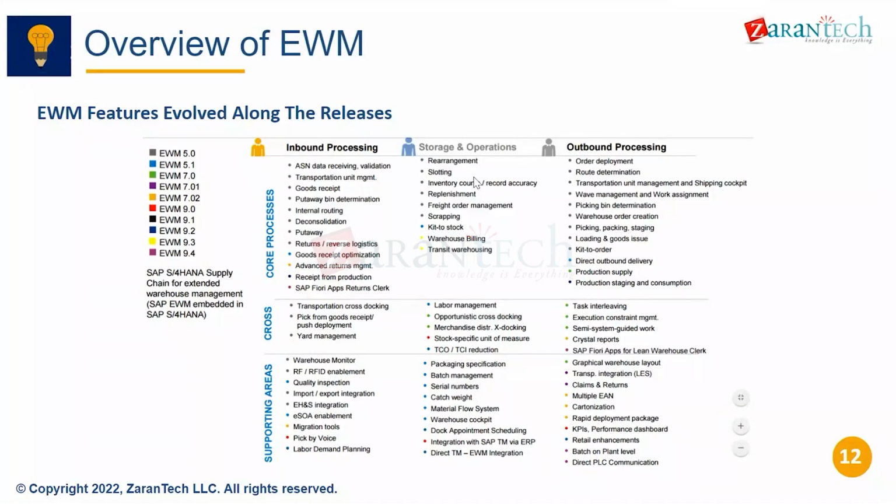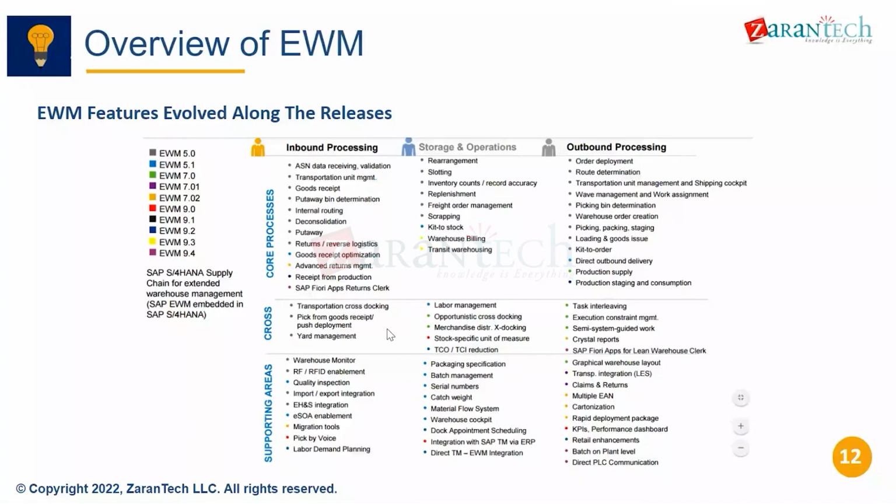So Rohit, when you say core process, cross, and supporting, what is the difference between these three? Yeah, the core processes are the simple ones, which are itself in the EWM system. And the cross processes are like transportation, cross docking, and yard management, the processes which happen outside the warehouse. So that is cross processes.